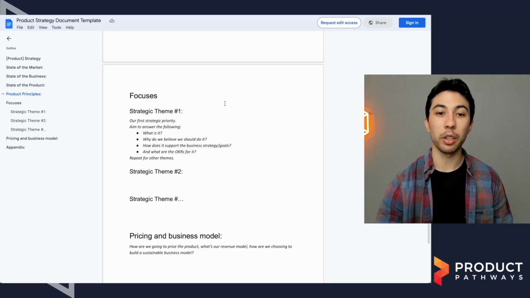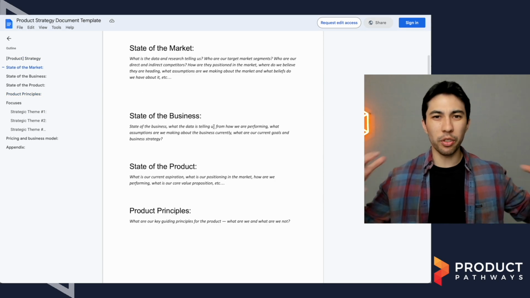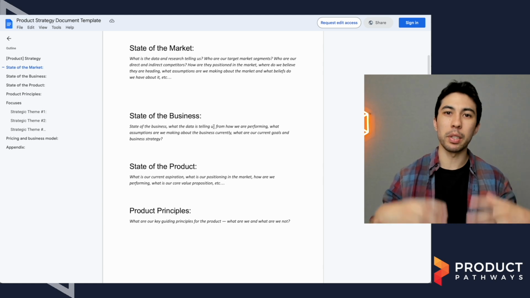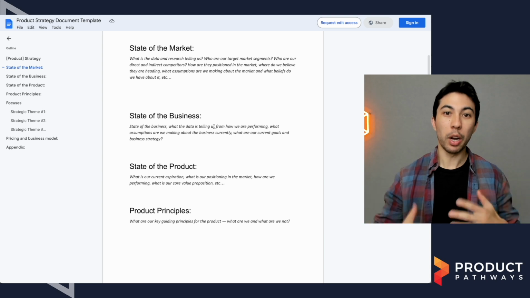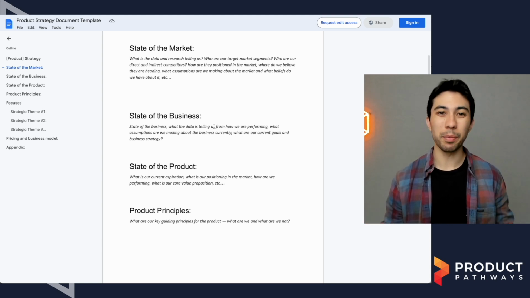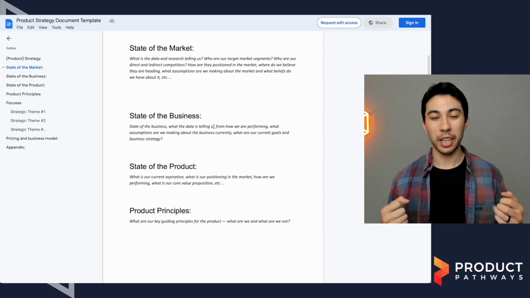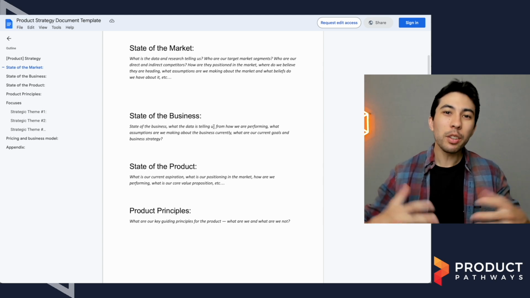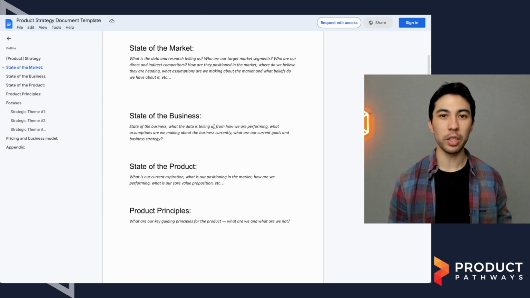So let's start with the diagnosis in these 3 sections. So why do I get you to do this? Why do I get you to think about the state of the market, the state of the business, and the state of the product? Well, through my own learning around strategy, some key elements that make great strategies great is actually context, right? Like, how did you come to the choices that you came to? These choices shouldn't just happen. They should be informed by data and research.